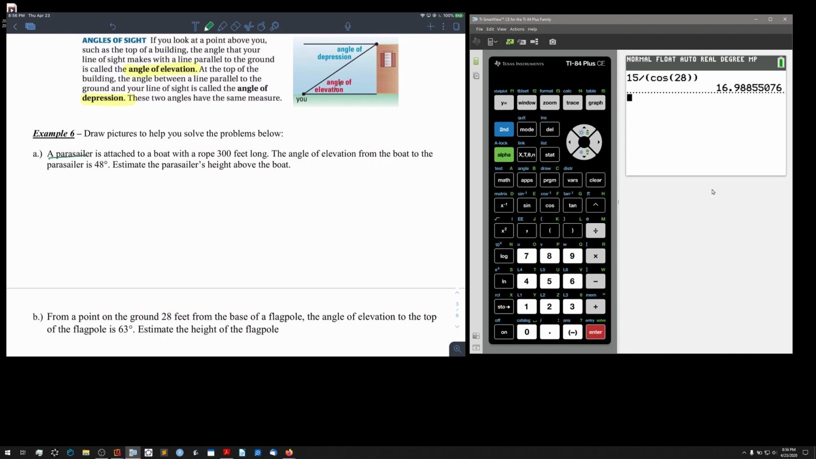A parasailer is attached to a boat with a rope 300 feet long. Angle of elevation from the boat to the parasailer is 48 degrees. Estimate the height. Okay, so h is what? So I suggest you draw a picture. I have some students draw beautiful pictures of this stuff. My pictures are all fairly ridiculous, but that's okay.